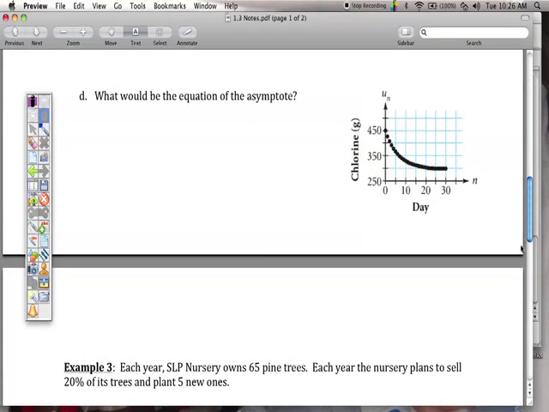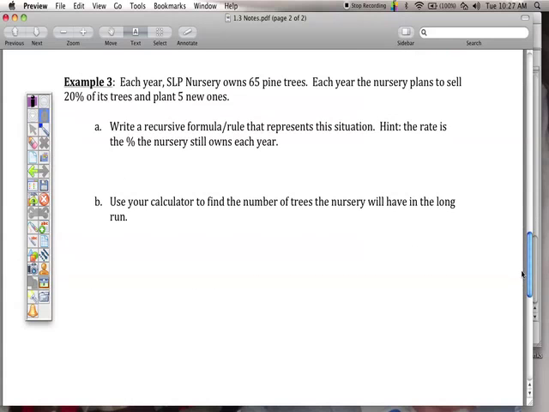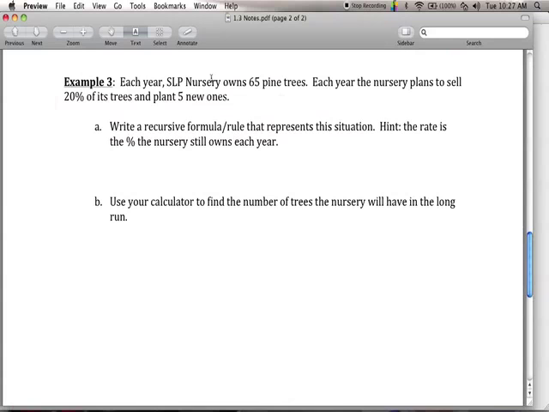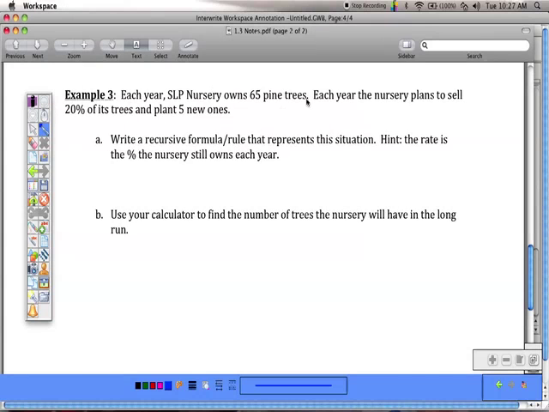Okay, last example. Each year, SLP Nursery owns 65 pine trees. Each year, the nursery plans to sell 20% of its trees and plant 5 new ones. First step, write a recursive formula rule that represents the situation. Okay, so the first year, 65 trees. For each year after that, we're going to take the year before. And if you're selling 20%, you're still owning 80% of your trees. And you're also planting 5 new ones. So it's shifted geometric.